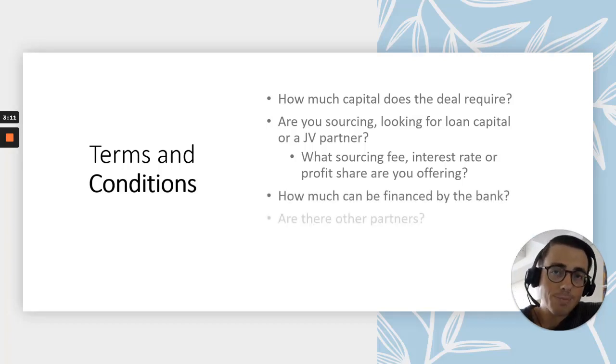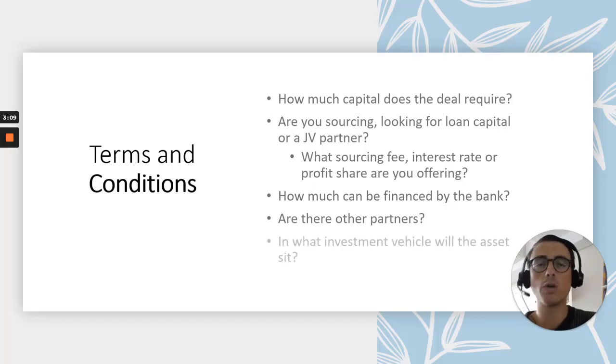How much can be financed by the bank? Are there any other partners involved? What kind of investment vehicle do you envisage this asset sitting in? So your terms and your conditions are really just explaining to me exactly what it is you're looking for and what it is I get in exchange.